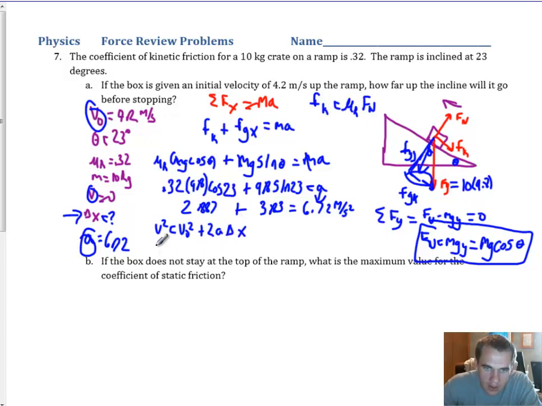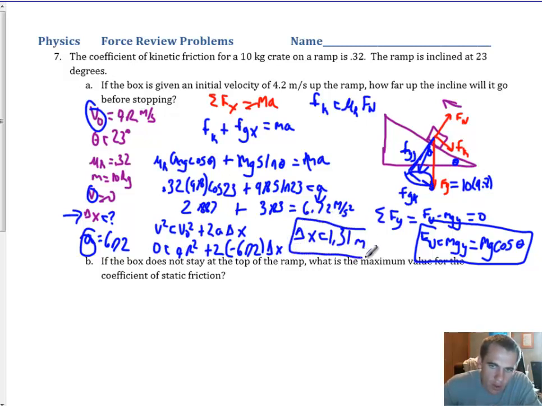And so 0 equals 4.2 squared plus 2 times, okay, now I got to be a little bit careful. Negative signs, right? It's moving up the incline, my acceleration is down the incline, so if this one's positive, the other one has to be negative. So plus 2 times negative 6.72 times the change in position, which is what I really want. Okay, if you do the algebra here and solve for that, you should get a change in position of about 1.32 or 1.31 meters. Okay, so this thing goes 1.31 meters up the incline before stopping.